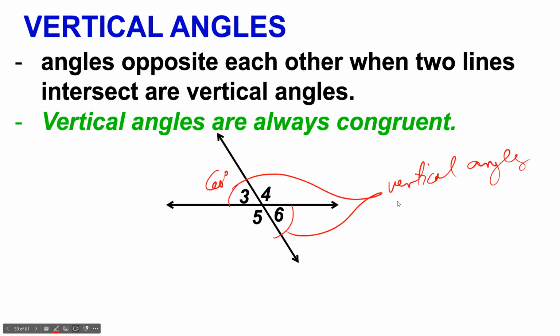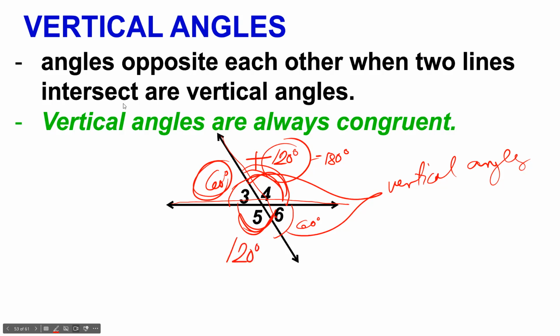If this is 60 degrees, this is also 60 degrees. But wait. Since we have here adjacent angles that form a linear pair, we can say that these two, angle 3 and 4, form a linear pair. So if this is 60, this is 120 degrees because that will complete the 180 degrees. And so, again, angle 4 and angle 5 are vertical angles. So if angle 4 is 120 degrees, angle 5 will also be 120 degrees. Got it?